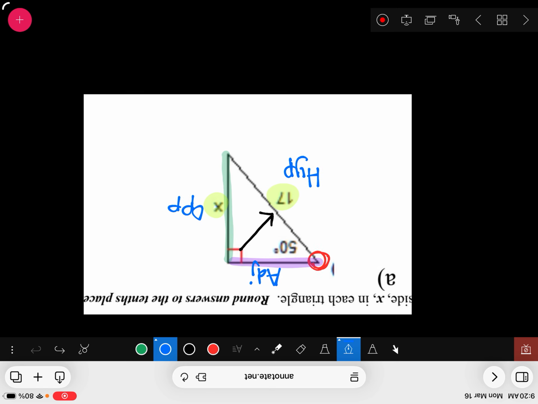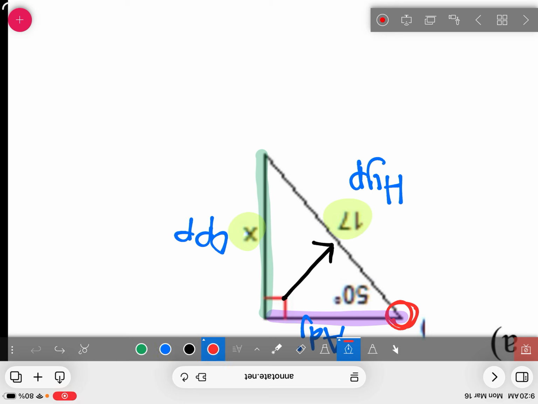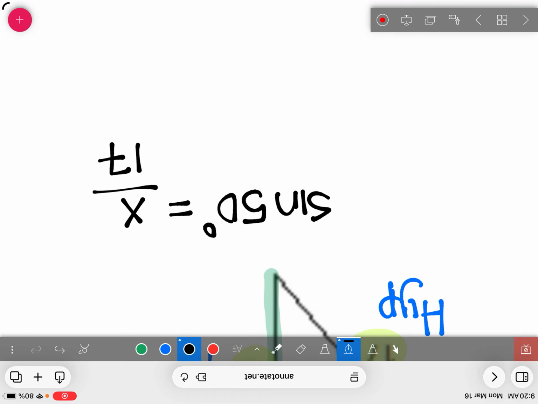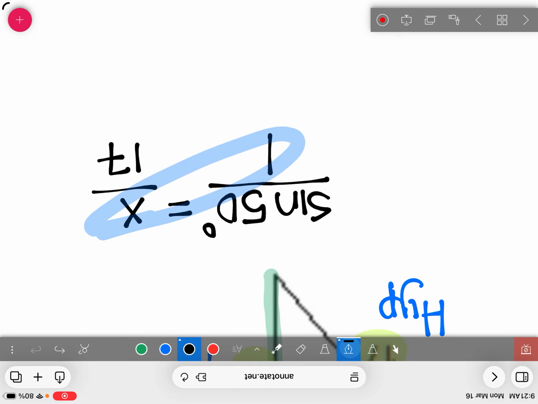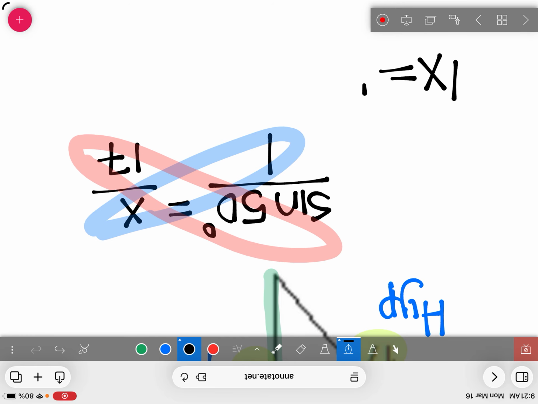We have the sine of 50 degrees equals opposite over hypotenuse. That's how you set up your proportion. Do you all remember the butterfly method, where you cross multiply? That's what we're doing. So I'm going to go this way. That would be 1x equals, and then I'm going this way, 17 times the sine of 50 degrees.